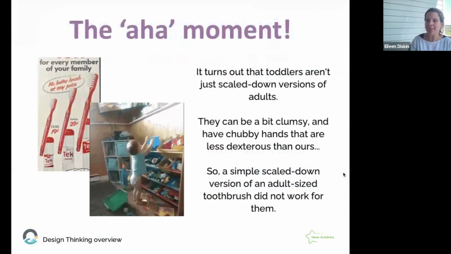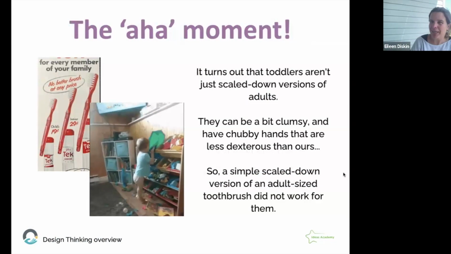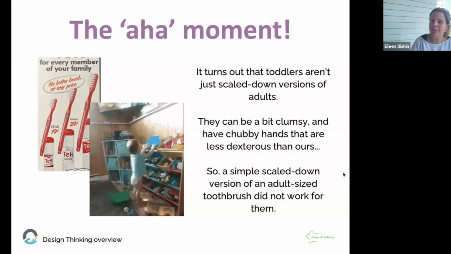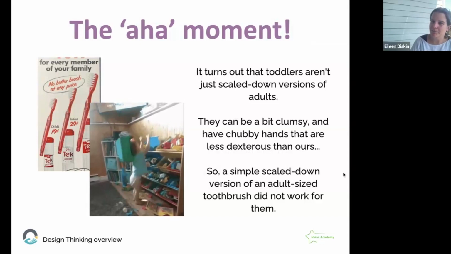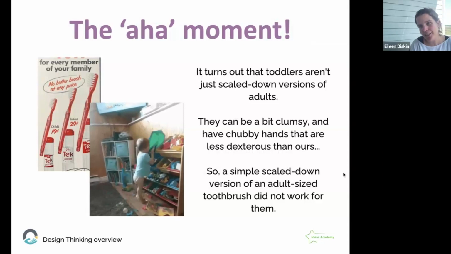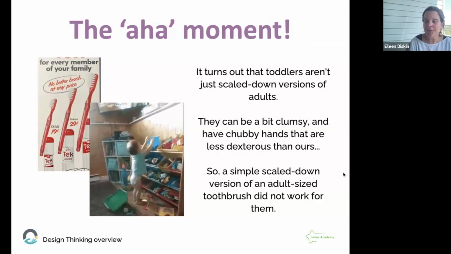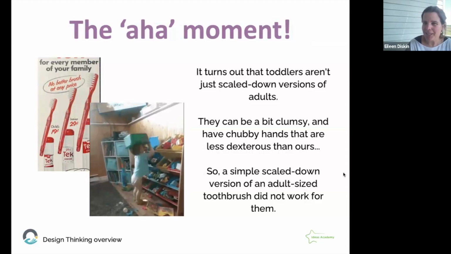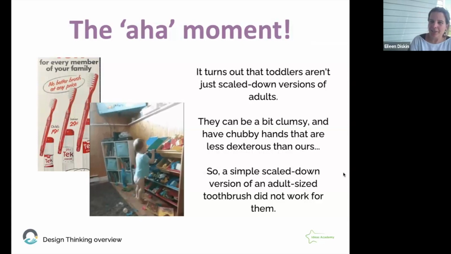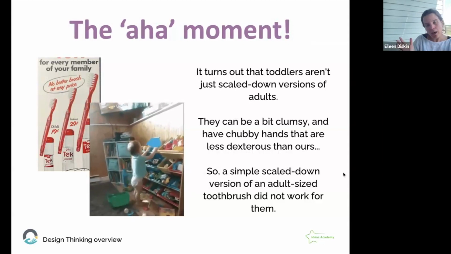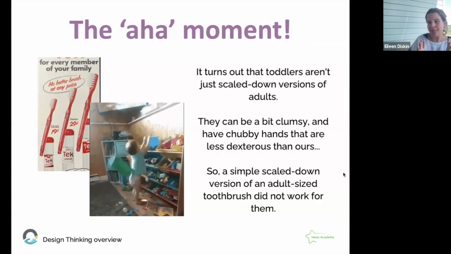So what happened when the design firm, as tasked by Oral-B, set about trying to design a better toothbrush for a toddler? Well, they spent hours and hours observing toddlers trying to brush their teeth. They spoke to the toddlers, they interviewed the parents, but that piece where they spent hours and hours making observations of toddlers trying to brush their teeth was key. And their aha moment was that toddlers aren't just scaled down versions of adult humans.